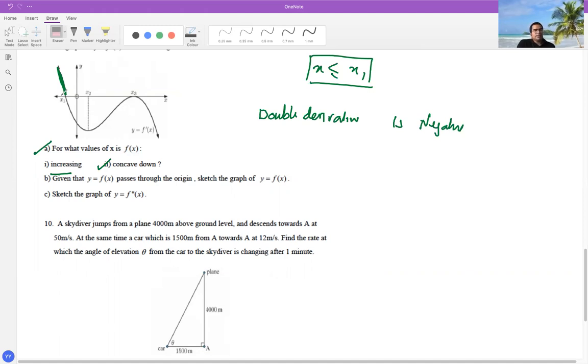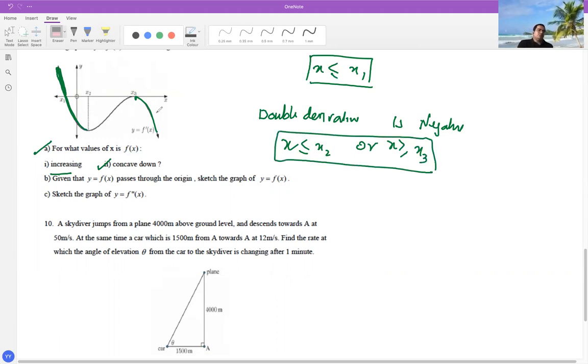So where your double derivative is negative, you can see that here it is negative until this point, and then after this it is negative here to here. So it's concave down for x less than or equal to x2 or x more than or equal to x3. That's concave down because your double derivative is negative here.